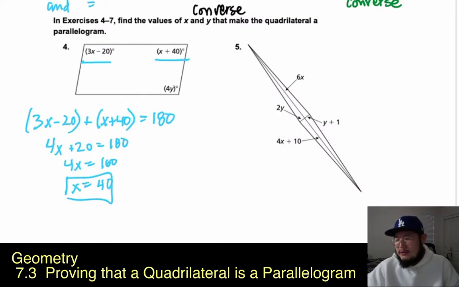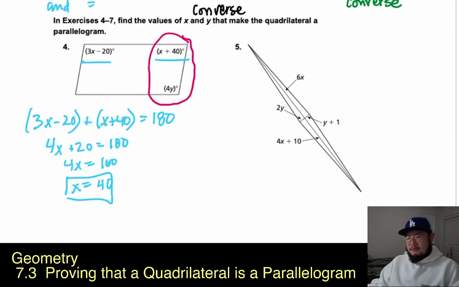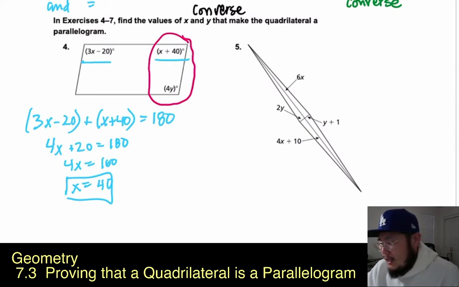So now from there, we could do the same thing again and use these two angles right here, the x plus 40 and the 4y. And from there, we could say that those two angles are supplementary, or we could use opposite angles are congruent. You could take your pick. Let's go ahead right here. I'll say opposite angles are congruent.